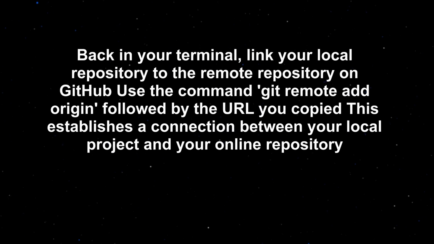Back in your terminal, link your local repository to the remote repository on GitHub. Use the command git remote add origin followed by the URL you copied. This establishes a connection between your local project and your online repository.